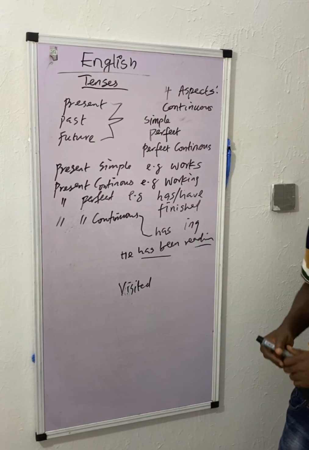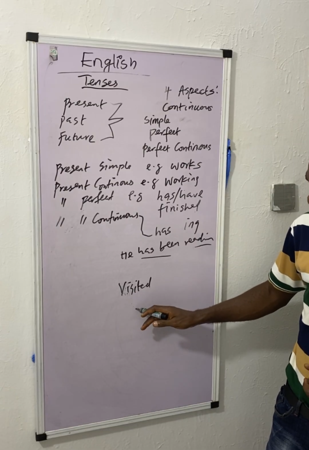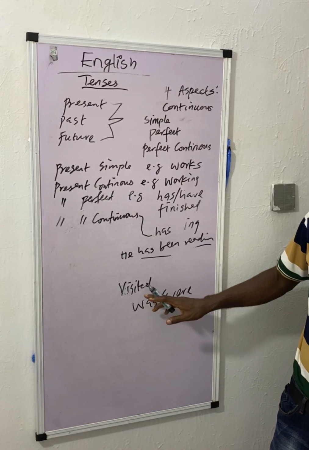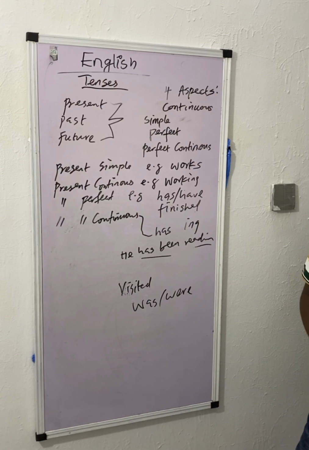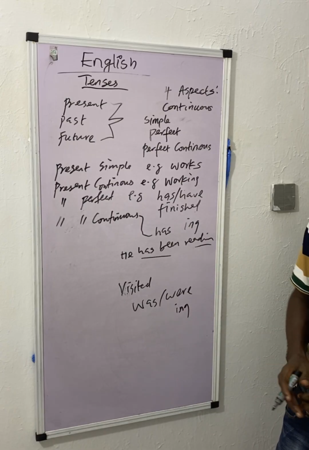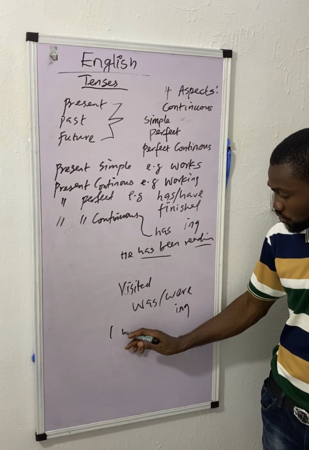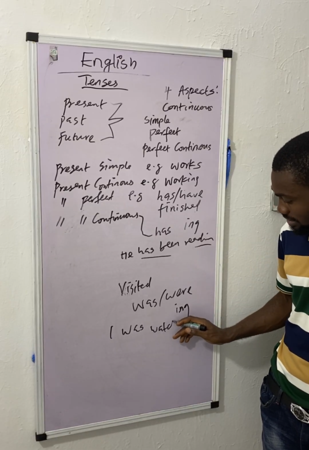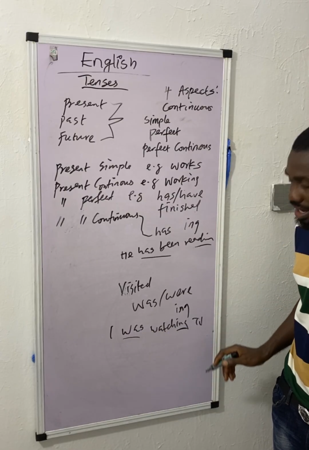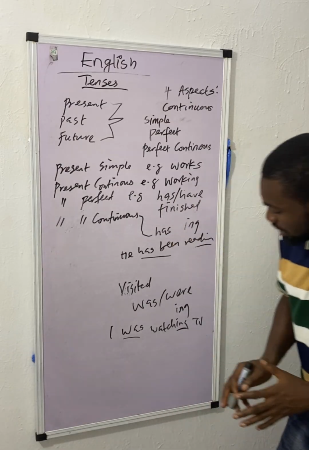Then for past continuous, you are going to have a subject, then you have a past tense, maybe was or were, then the ing form. For example, I was watching TV at 8 p.m. Watching is the ing form. Was is past tense. Ing is continuous. Tenses are so easy to understand. Understand it, don't memorize.